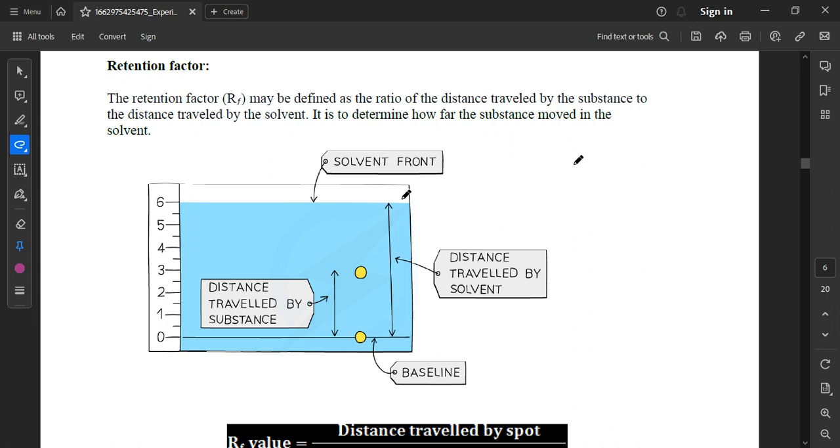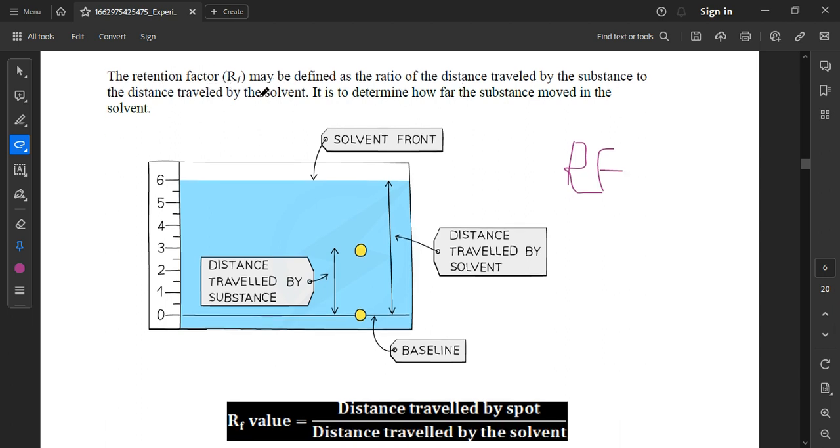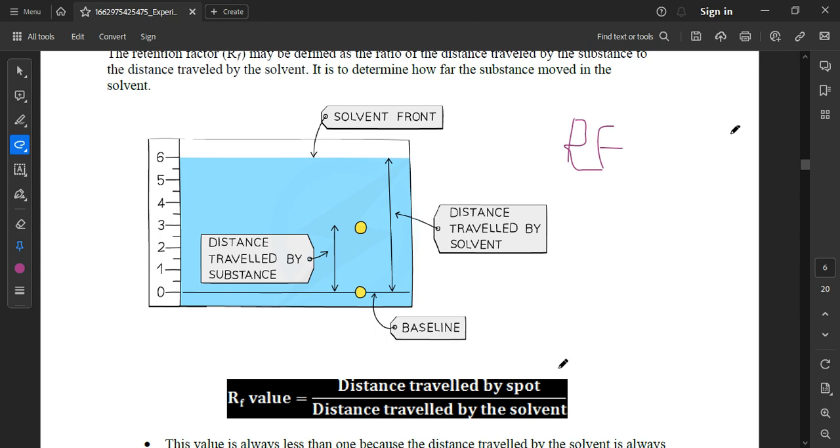Moving on, the retention factor, also written as RF, may be defined as the ratio of the distance traveled by the substance to the distance traveled by the solvent. It is used to determine how far the substance moved in the solvent. So it is the distance traveled by the spot over the distance traveled by the solvent.